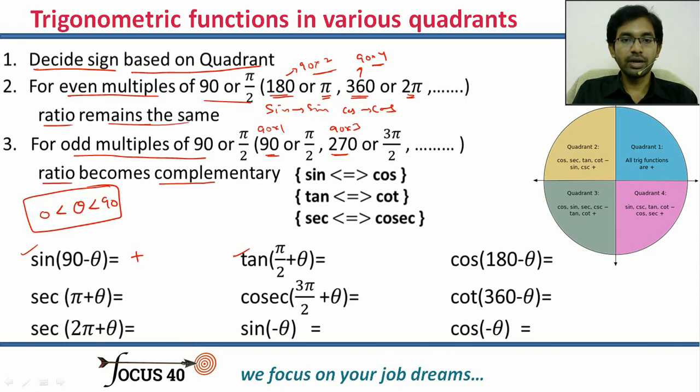Complementary means sine becomes cos and cos becomes sine, tan becomes cot and cot becomes tan, secant becomes cosecant and cosecant becomes secant. Let us solve some examples so that you will get a deeper understanding of that.